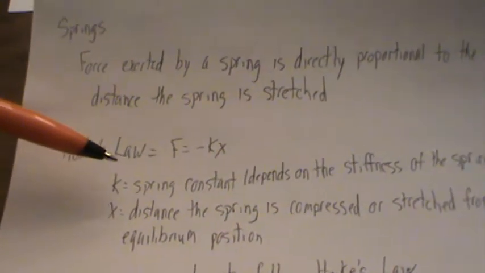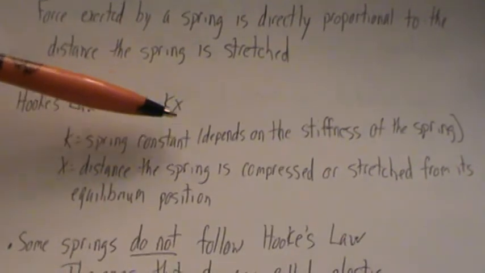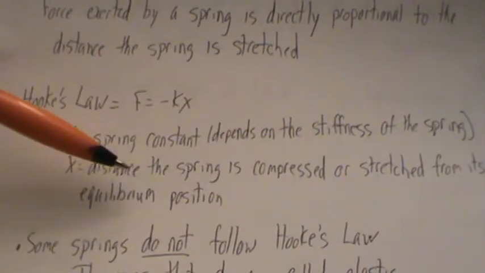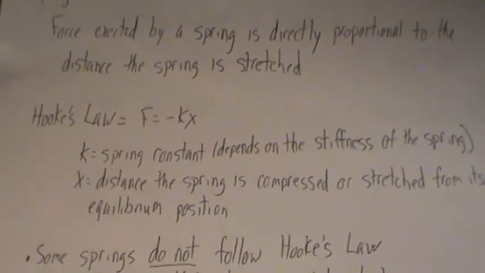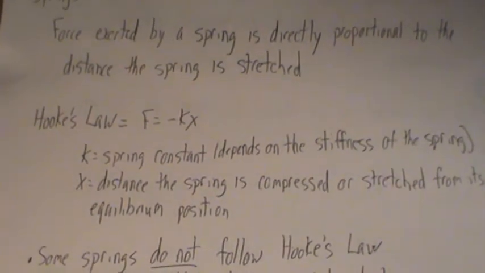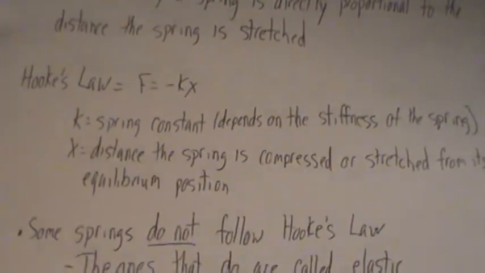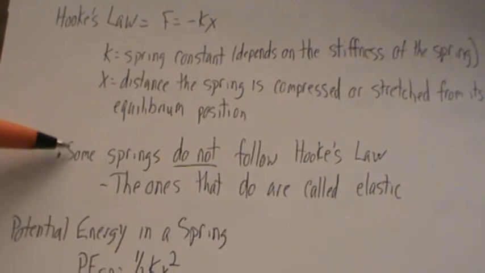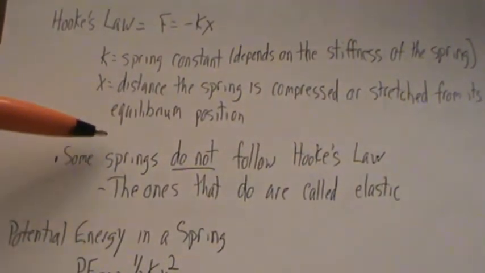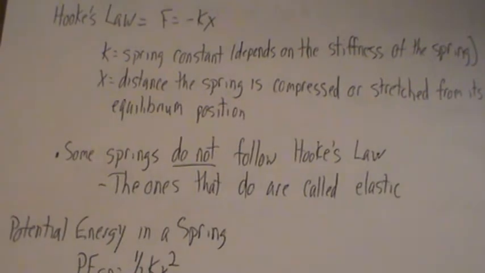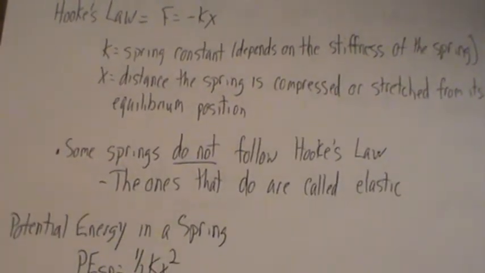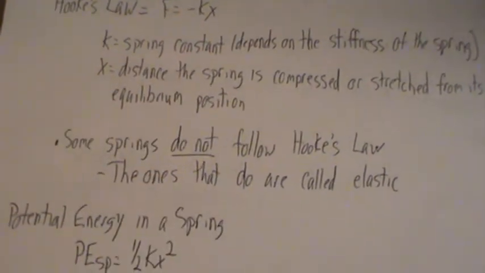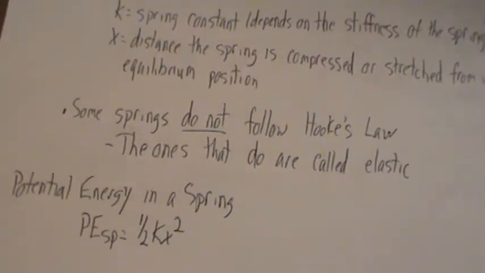K represents the spring constant, and this depends upon the stiffness of the spring, and x is the distance the spring is compressed or stretched from its equilibrium position. Equilibrium position is when the spring is just there by itself, no force acting upon it. Now, some springs do not follow Hooke's law. They won't bounce back. If you pull them too far, they'll just break. The ones that do are called elastic because they can bounce back and forth, and then eventually that will stop and go back to equilibrium.